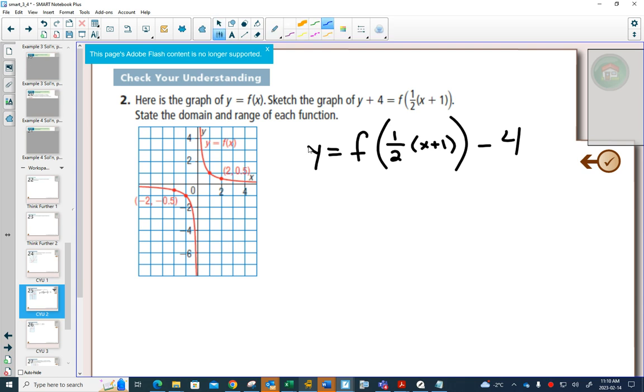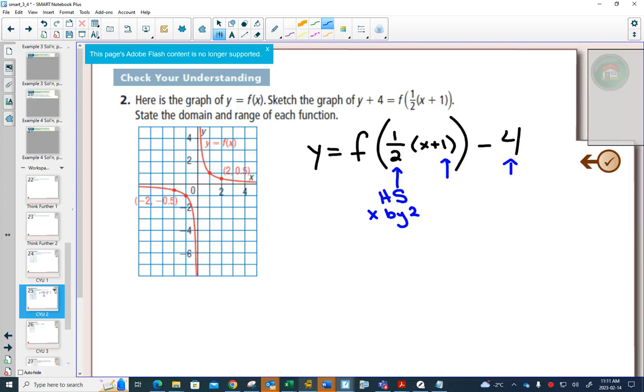Next, I'm going to go through each of the things that appears. There's a 1 half, there's a 1, there's a minus 4, and I'm going to label what's happening. Horizontal or vertical, stretches, compressions, translations. What does that 1 half do? Can you see that that 1 half is inside the function? Inside the function is horizontal. It's multiplying by x, so it's either a stretch or compression. In this case, because it's a half, you would multiply your x by 2.